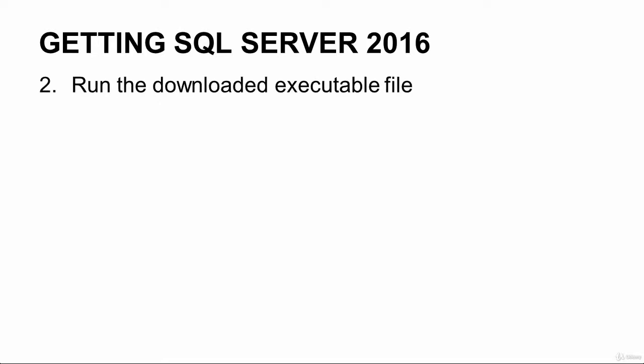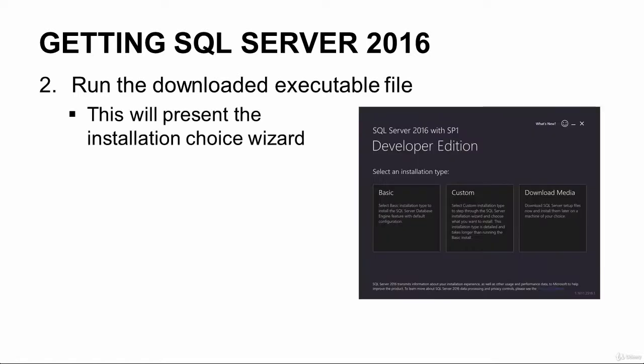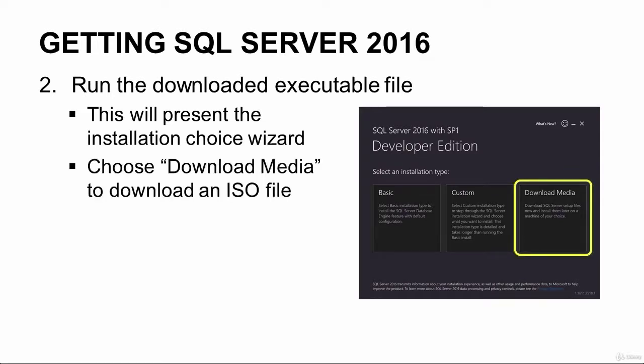I'll always right click and run as an administrator. And this will kick off the dialog box you see here. This is the installation choice wizard. Now I want you to notice there are 3 boxes here. You can do a basic installation, which just automates the download and install process on your machine. There's custom, where you get a few more options. And then the one we're really going to be interested in is Download Media. This will let you download the ISO file. And if you ever need to put SQL Server 2016 on another machine, you've already got the ISO and you don't have to go download it.